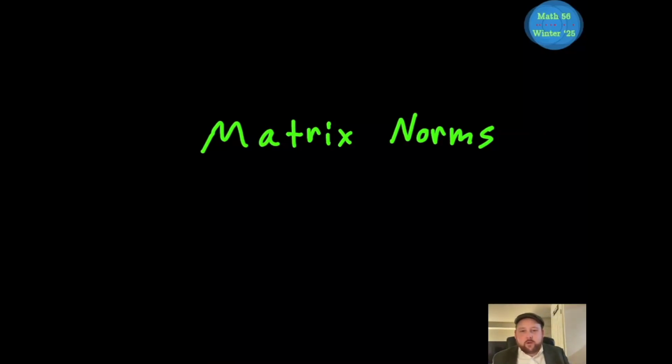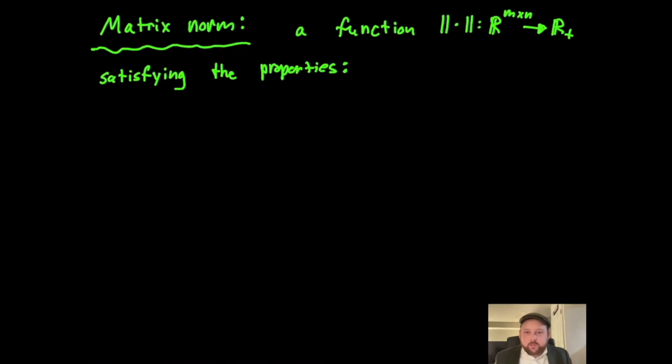Alrighty, so in this video we talk about matrix norms. So last video we talked about vector norms. You'll see that the definition of a matrix norm is pretty much the same thing, right? So what are the four properties that a matrix norm has to satisfy? So it's a function from the set of m by n matrices to the non-negative real numbers.